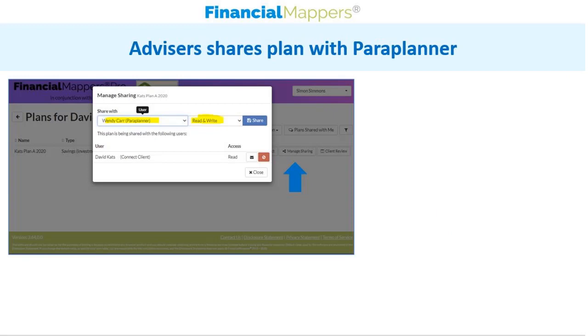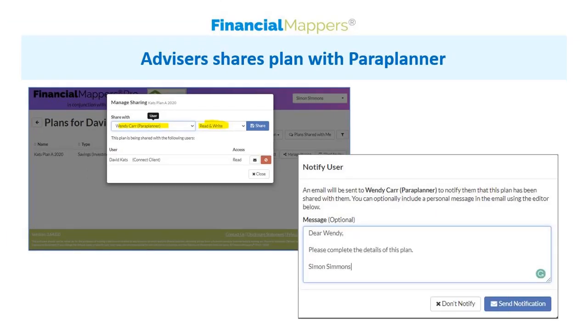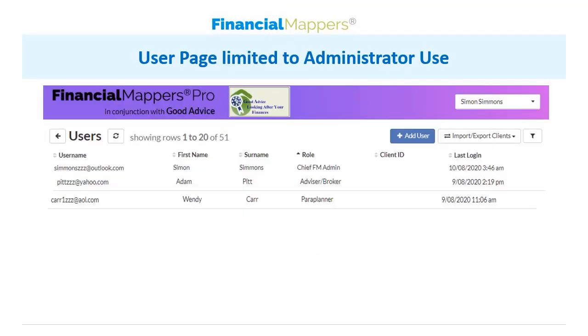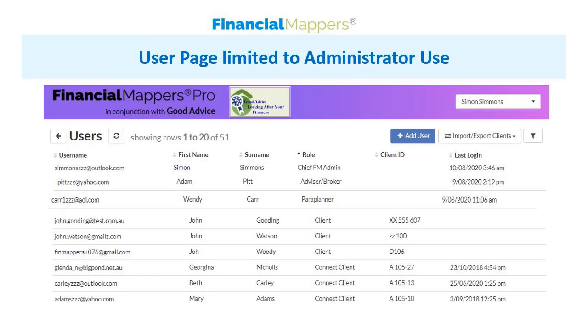Advisors can share a client's Financial Mappers plan with one paraplanner and later stop sharing after the paraplanner has completed their task. Note that the two advisors have logged in and are now shown in the list of users. The FM Administrator has access to company settings and the list of advisors and paraplanners with linked FM accounts. They do not have access to the actual Financial Mapper accounts of any team members or clients.